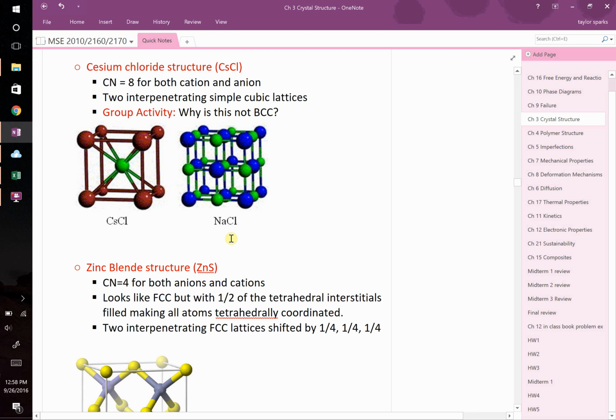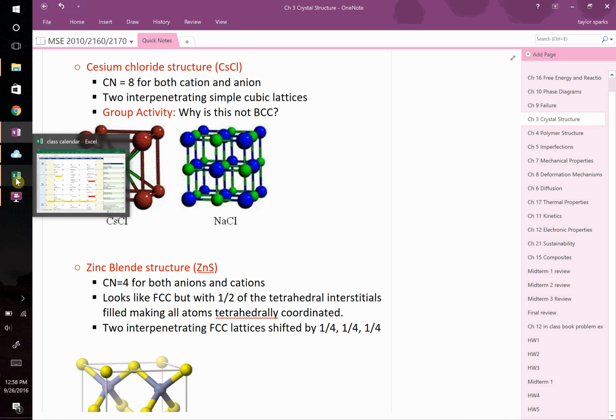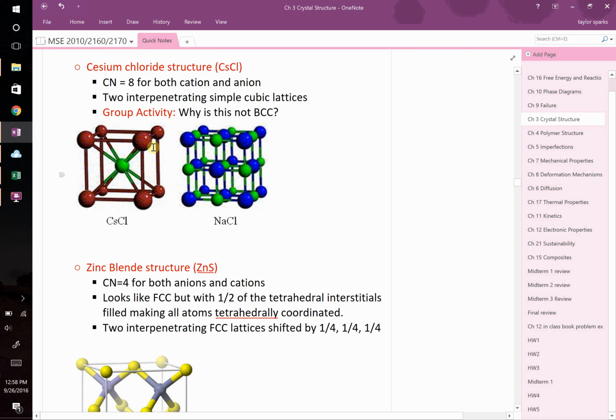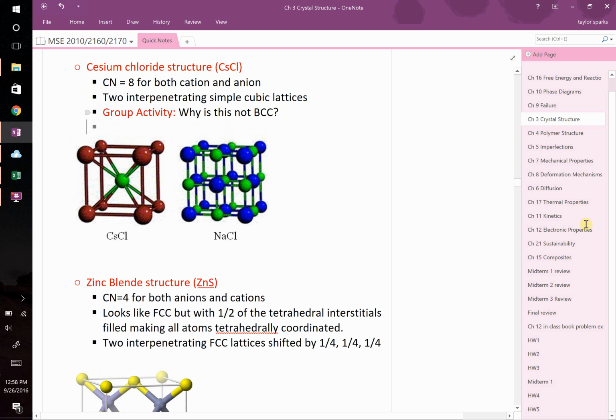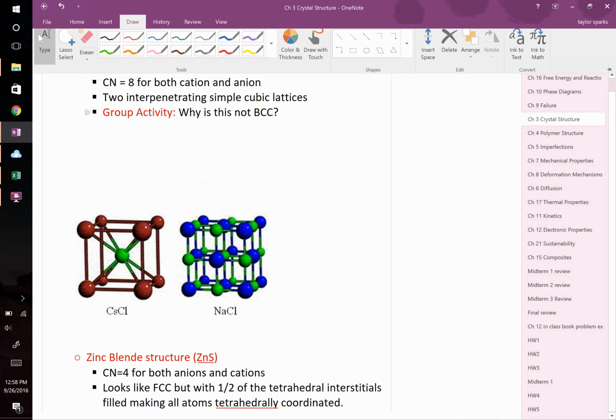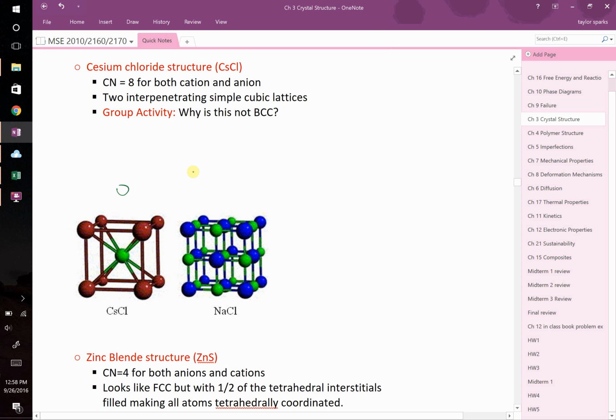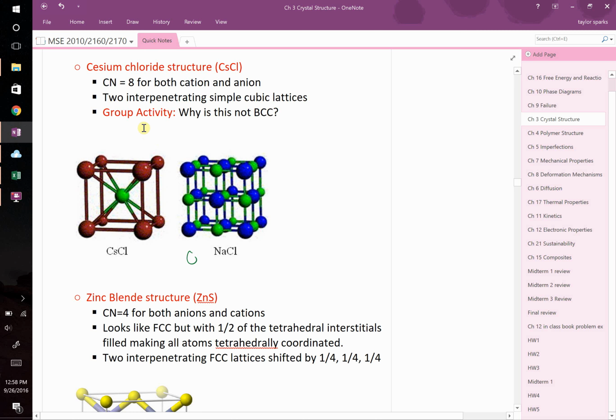Cesium chloride can also be thought of as two different interpenetrating lattices, but they're not FCC lattices anymore. Cesium chloride is two interpenetrating simple cubic lattices. The red atoms here are in a simple cubic arrangement. But we could also draw the green ones, with another atom here and here. They form their own simple cubic lattice that would extend in the same way. So the question that commonly gets asked is, why is this not BCC, body-centered cubic? What do we think?